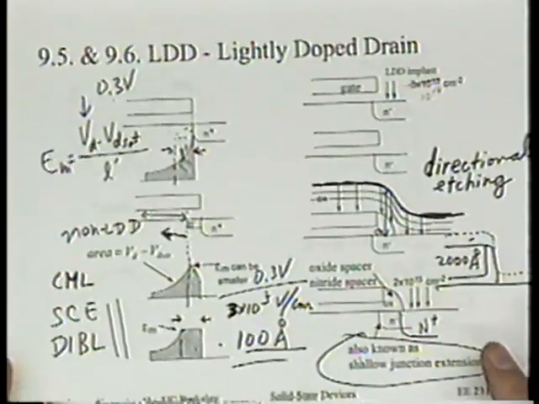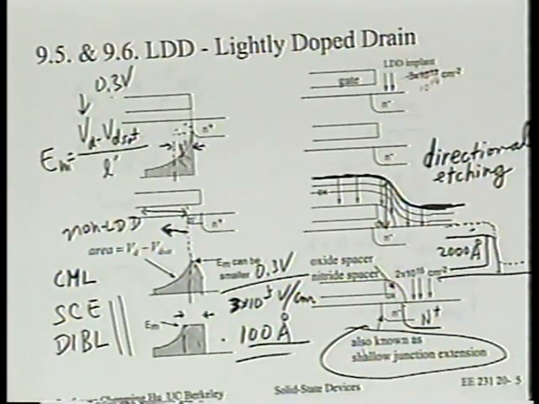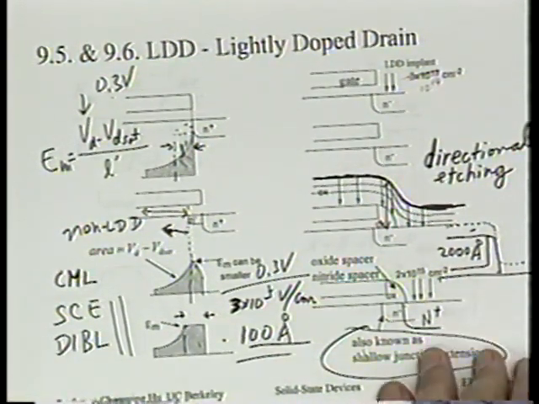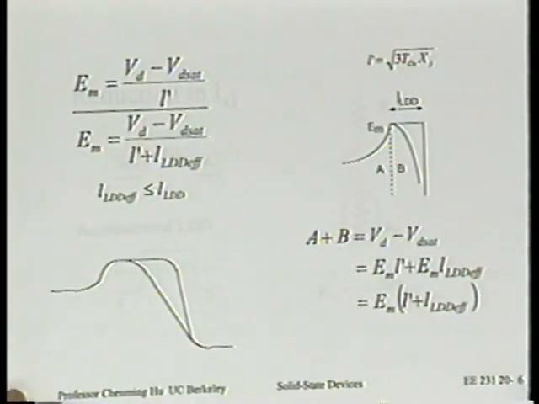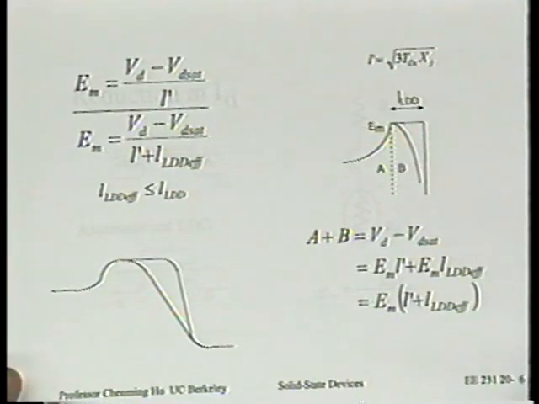Let's first look at the basic, and then look at the variation. This is the basic LDD structure. Any question about the basic structure? I'm going to stay with this basic structure a little bit more before we look at variations to that.